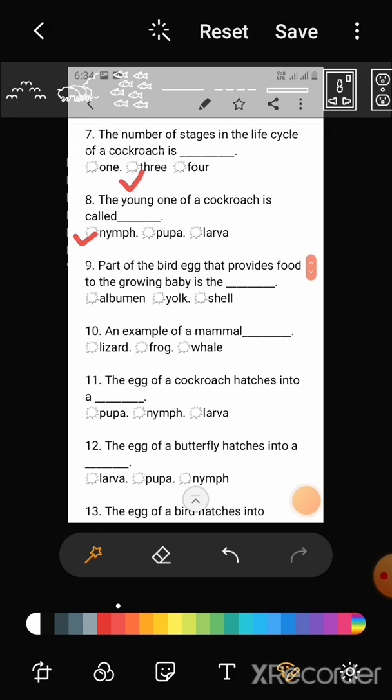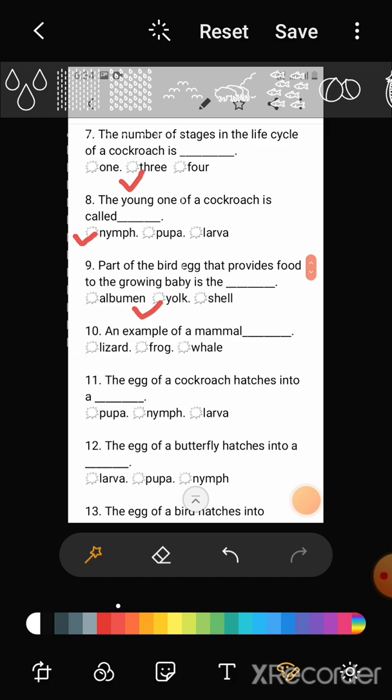Next, part of the bird egg that provides food to the growing baby is the dash. Given options are albumen, yolk, and shell, and the correct answer is yolk. Part of the bird egg that provides food to the growing baby is the yolk.